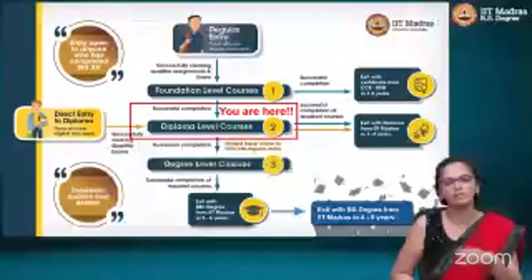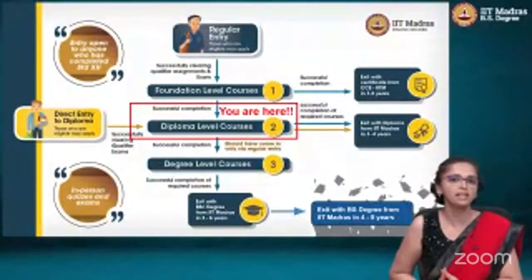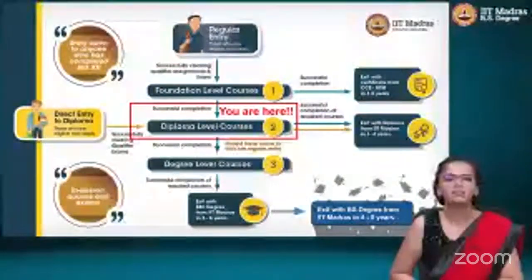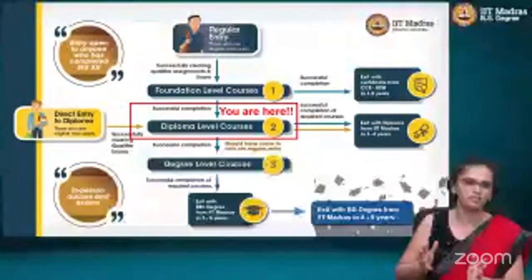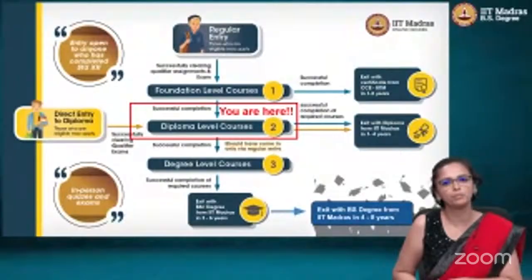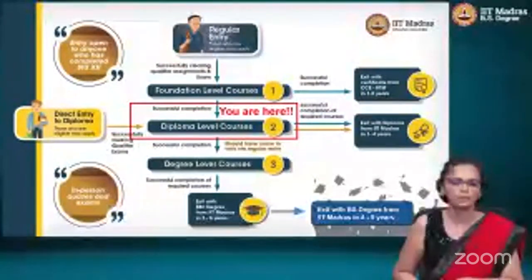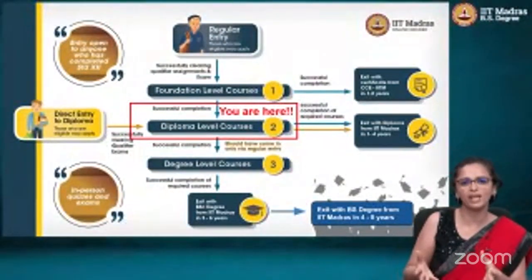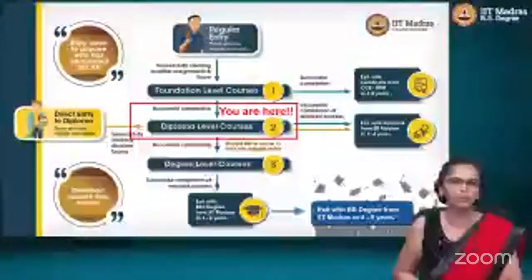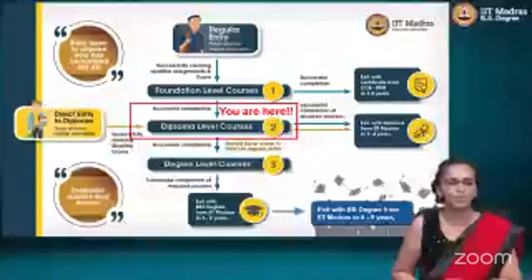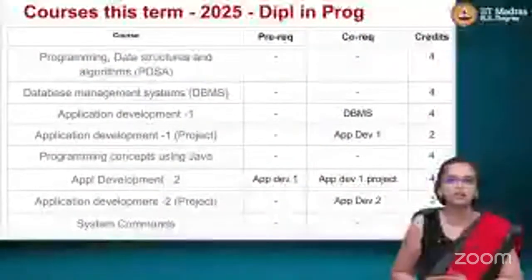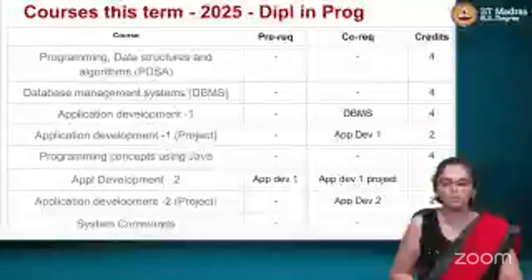So you're in the heart of the program, like you can see here highlighted by the box in red color. This is the most intense part of the BS degree program, we can say, which is the two diplomas, diploma in programming and the diploma in data science. So this is where you get most of your skills in the program in the domains of programming and data science. So coming to this, here are the courses that you see.